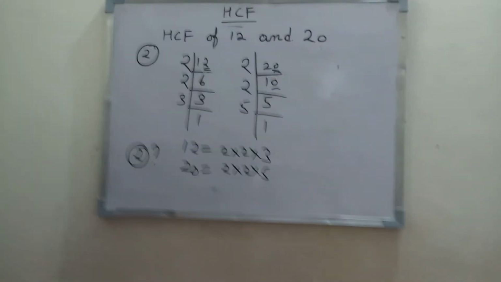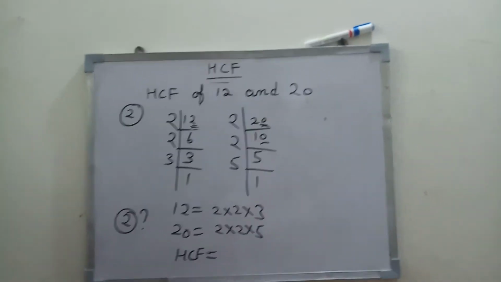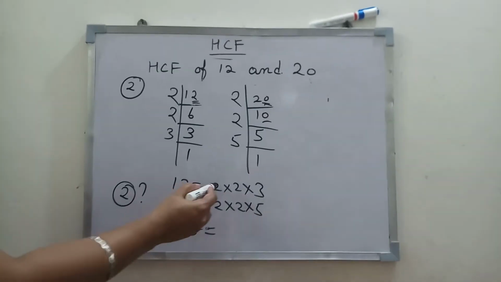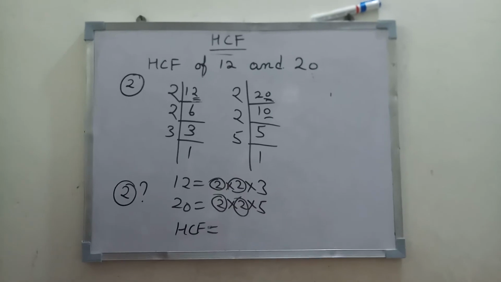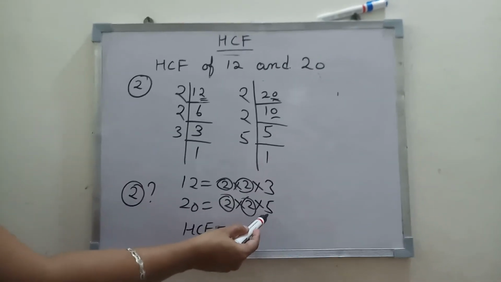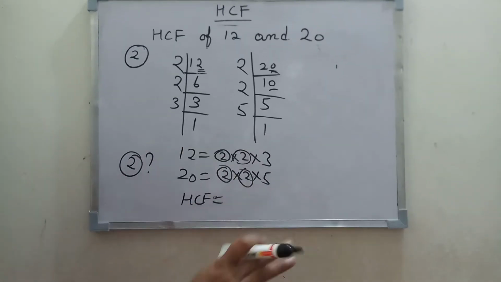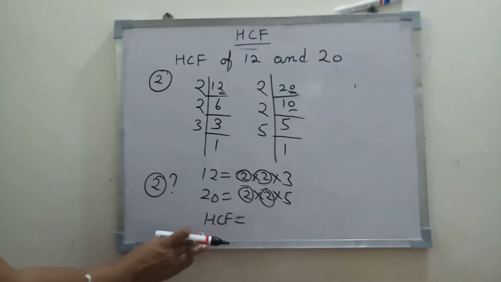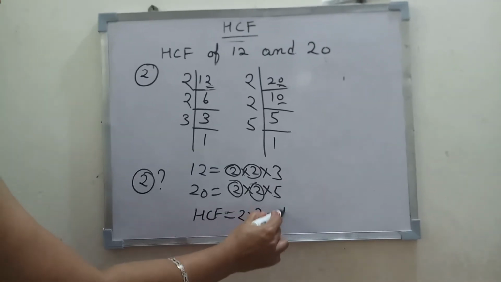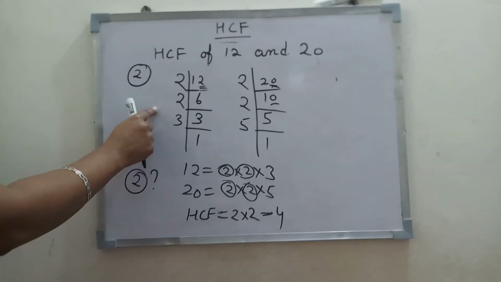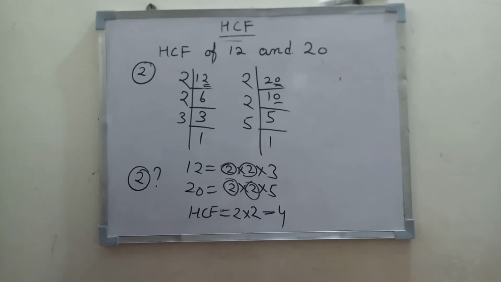Now you have to circle the common factors. 2 is in both the cases, and the second 2 is again in both the cases. But 5 is here, and 5 is not a factor of 12. 3 is here, but it is not here, so you cannot take 3 and 5. Now what will be the HCF? HCF will be 2 into 2, that is 4. So this is the second method by which you can find out the HCF, the prime factorization method.